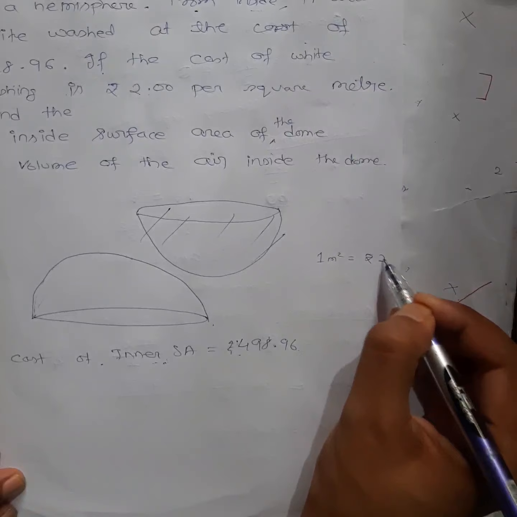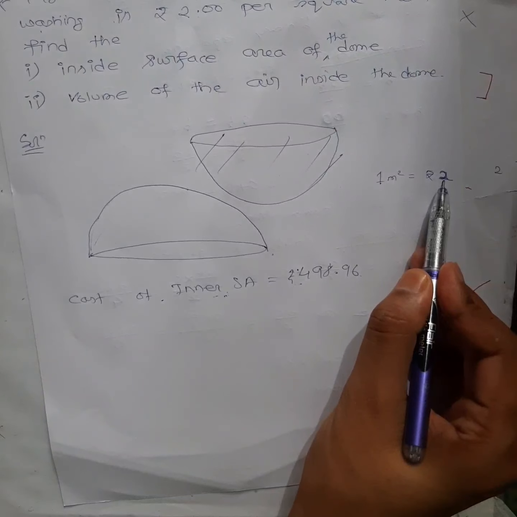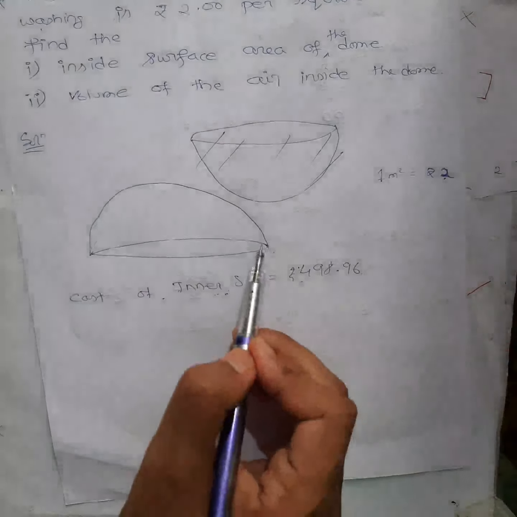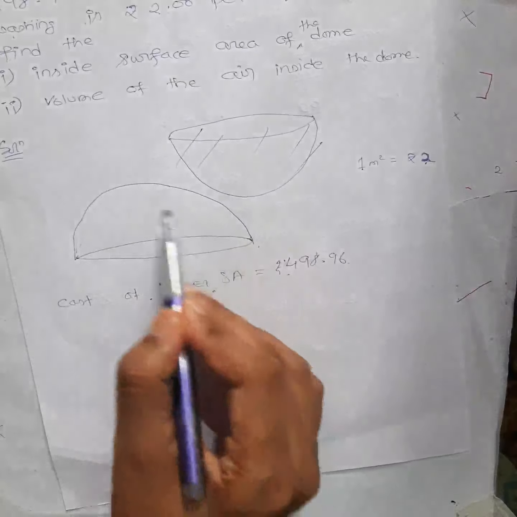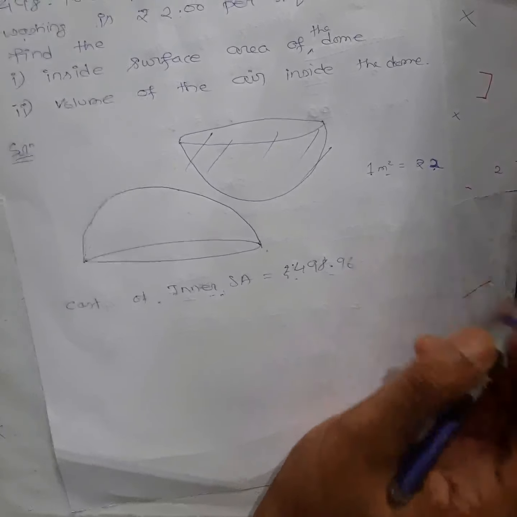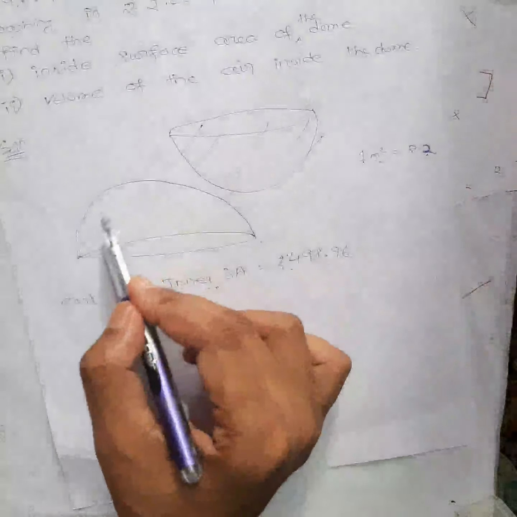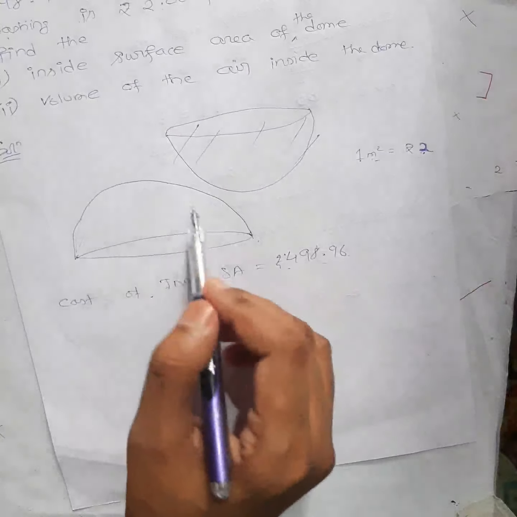So this kind of question, students, we have already done. If for 1 meter square the cost is 2 rupees, what will be the cost for the entire surface area? Obviously it is given, but we can find it out with the help of a formula also. If 2 rupees is for just 1 meter square, for the whole surface area we can easily find out what the area will be here.